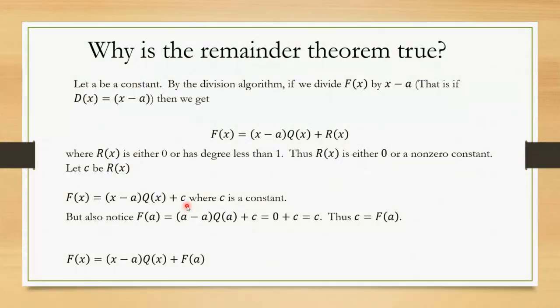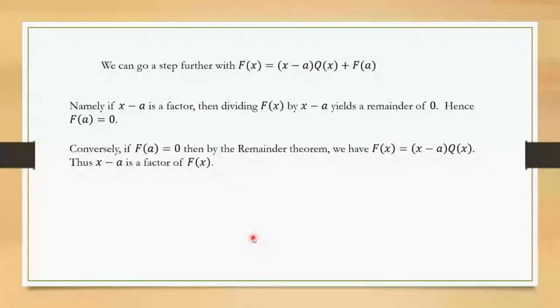We could take this a step further and actually figure out what c is. As I do here, you just replace x by a. I mean, q of a doesn't have to be 0, but that doesn't matter because we get 0 times q of a. So we get the remainder. And that's really what I'm saying.